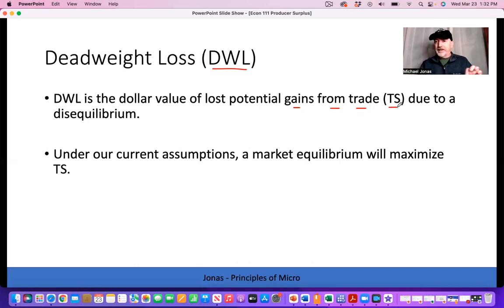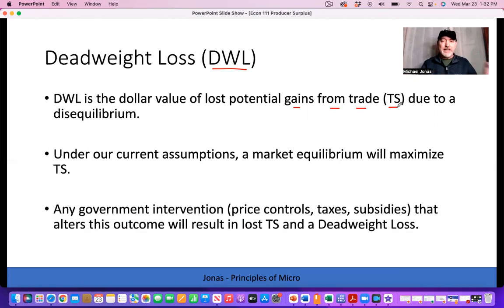And again, the basic idea, equilibrium maximizes total surplus. Any government intervention, price ceilings, price floors, subsidies, taxes, quotas, tariffs, all of those are going to push us away from an equilibrium and by definition reduce our total surplus. Again, it's just a matter of the geometry, right? And therefore have a deadweight loss associated with it.